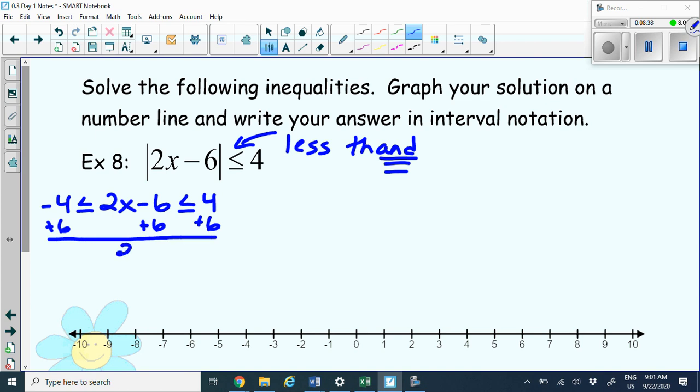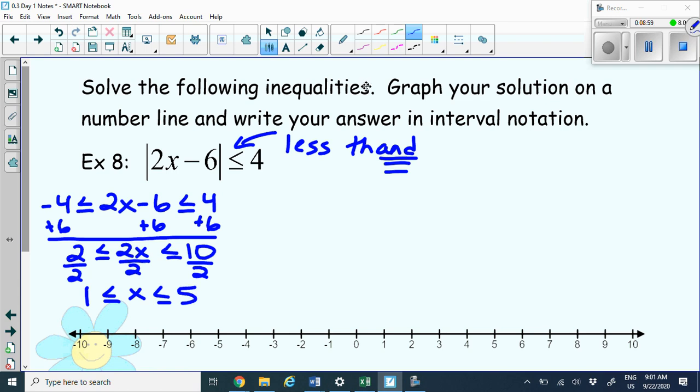And then I get 2x, still in the middle. So -4 plus 6 gives us 2, and 4 plus 6 gives us 10. I divide everything by 2. And so now I get x is greater than or equal to 1, but less than or equal to 5.